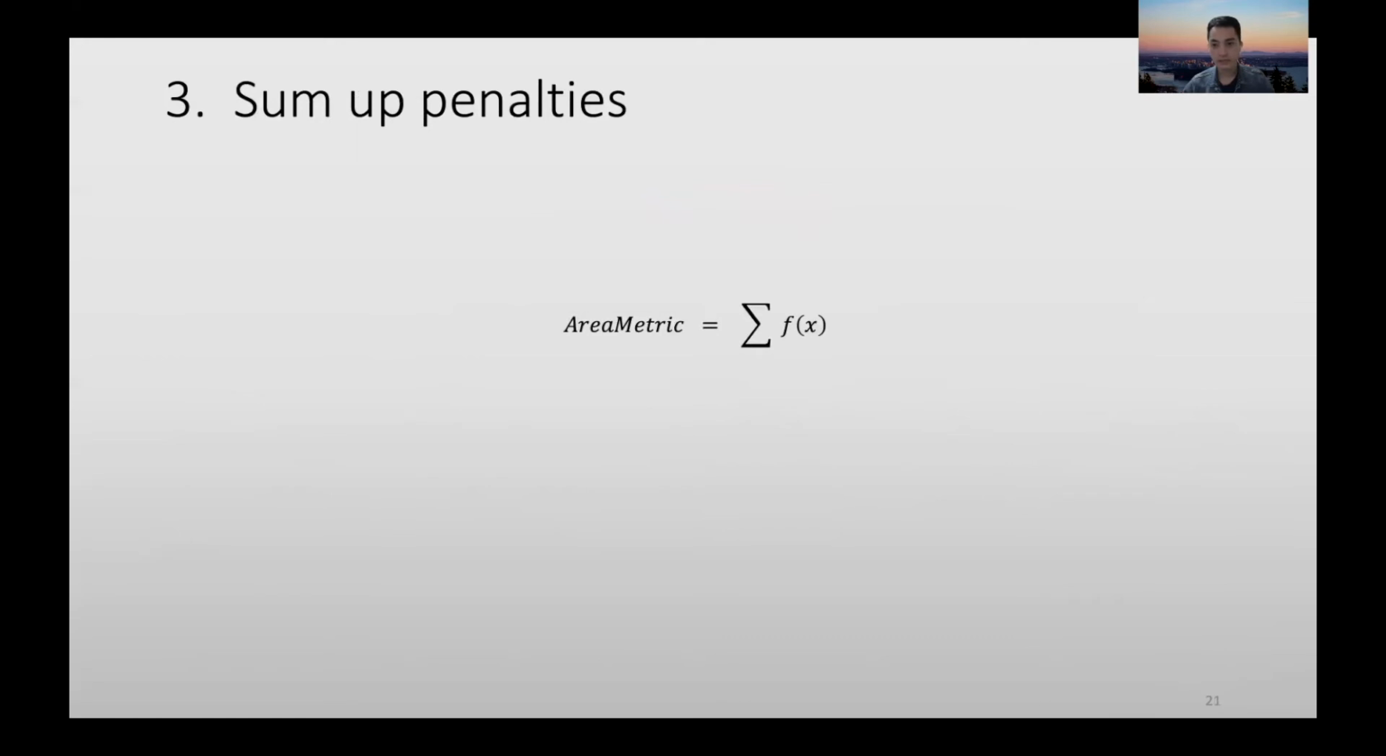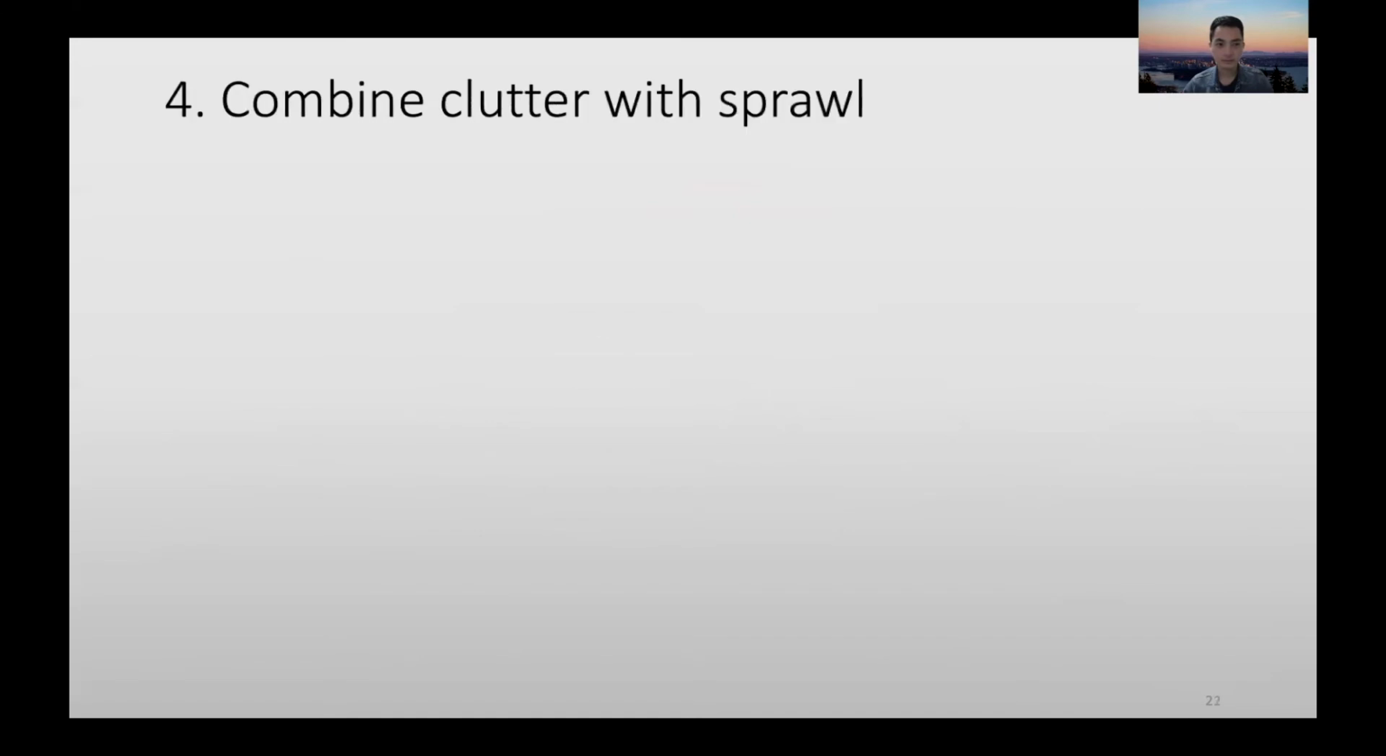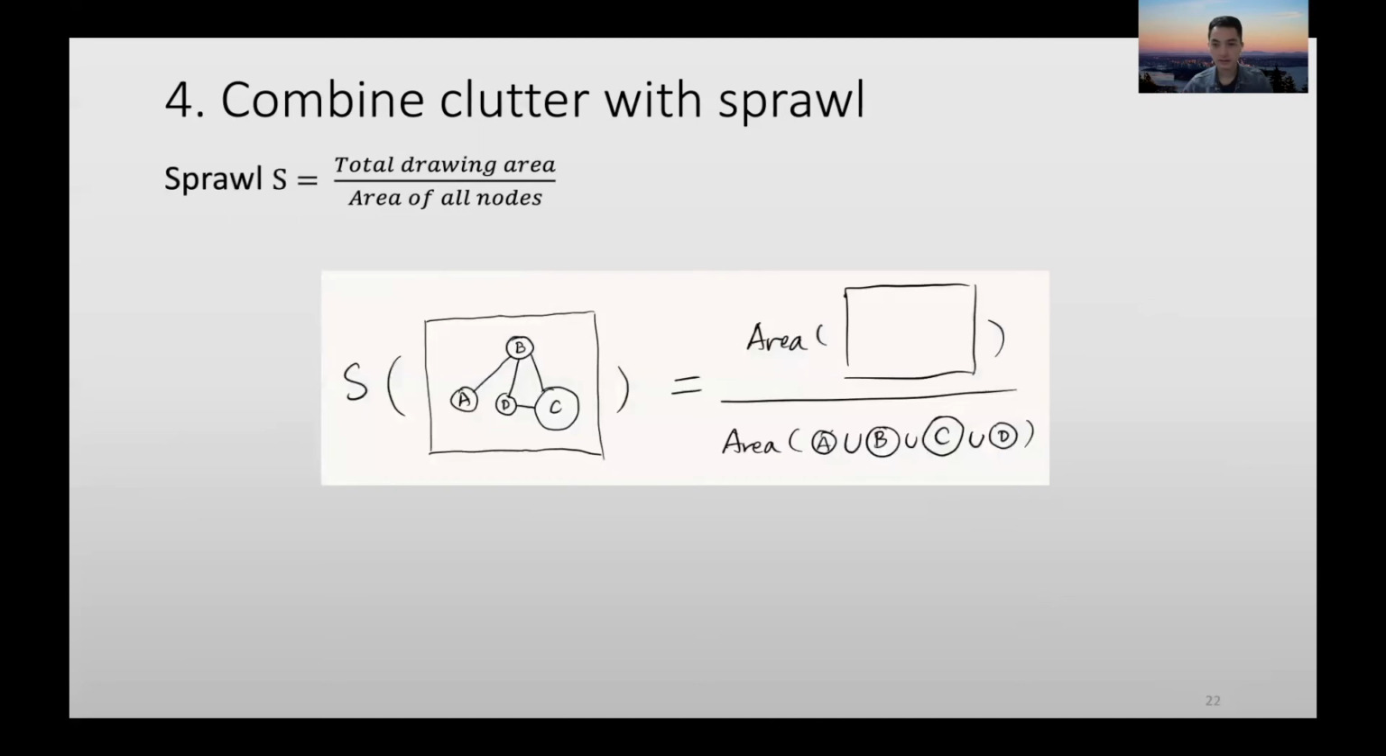So once we have all the penalties, we can sum them up as the area-aware metric. Finally, we want to combine the clutter term with sprawl. Note that we are using the same sprawl as previous work, which is dividing the total joint area by the area of all nodes. So here's an illustration of this equation. The sprawl for this layout is the bounding area over the area of the union of all nodes.